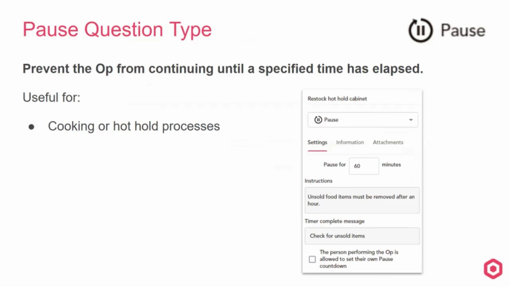When they submit the op, you'll also get information about the time that was elapsed. So you'll understand whether or not they actually removed those after 1 hour, or maybe it was 1 hour and 5 minutes or 1 hour and 10 minutes. So you can use that information as part of your auditing purposes. You'll have also noticed at the bottom here, there's a checkbox, which means that in some circumstances, you might want to allow the performer to set their own pause countdown.